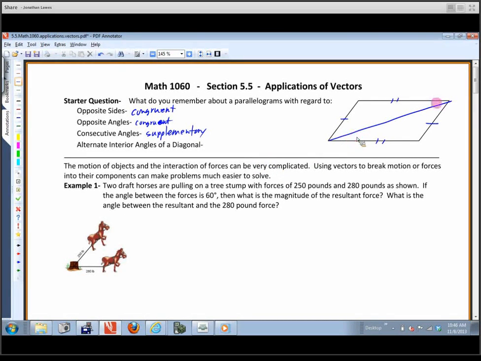This angle and this angle, those are congruent. So I'd have that angle is congruent with that angle, and that angle is congruent with that angle. So alternate interior angles of a diagonal are congruent. And of course, the two of these add up to be that angle in that corner there.